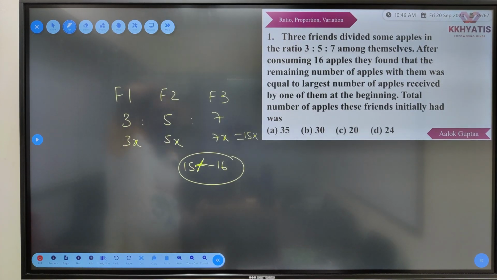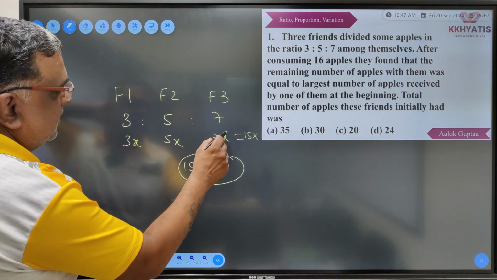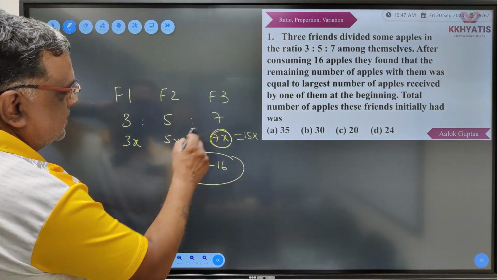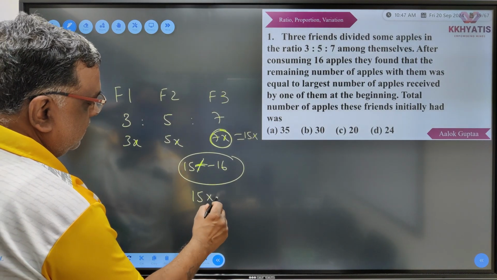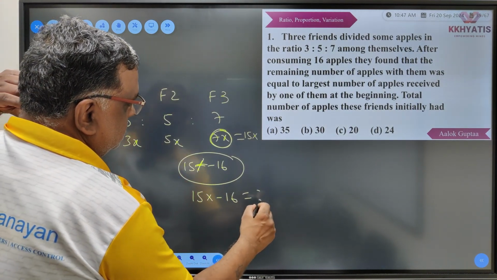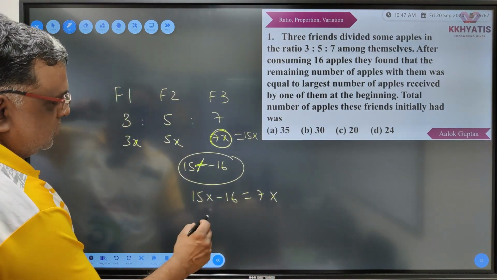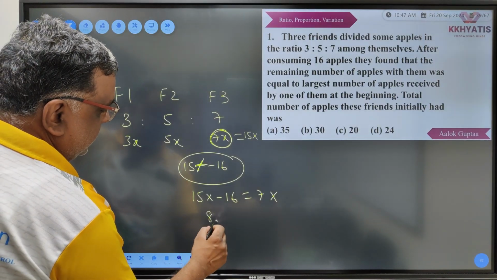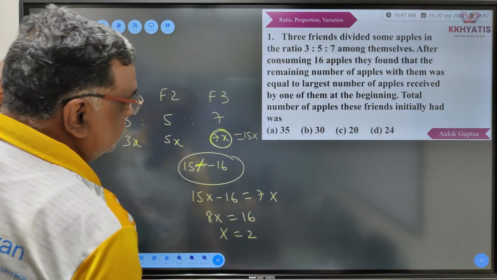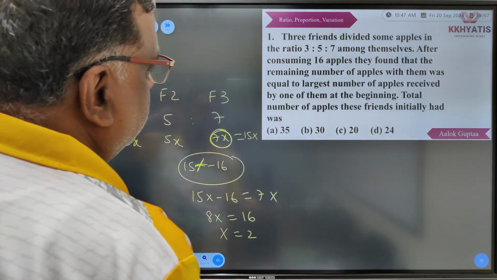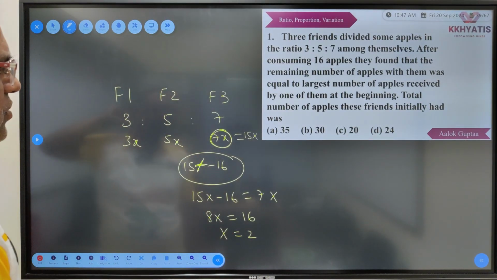They found that the remaining number of apples with them was equal to the largest number of apples received by one of them. So who received the largest number of apples? This 7x. Friend number 3 had received that. So whatever is remaining equals 7x. So 15x minus 7x, 8x, is equal to 16. So x is 2.